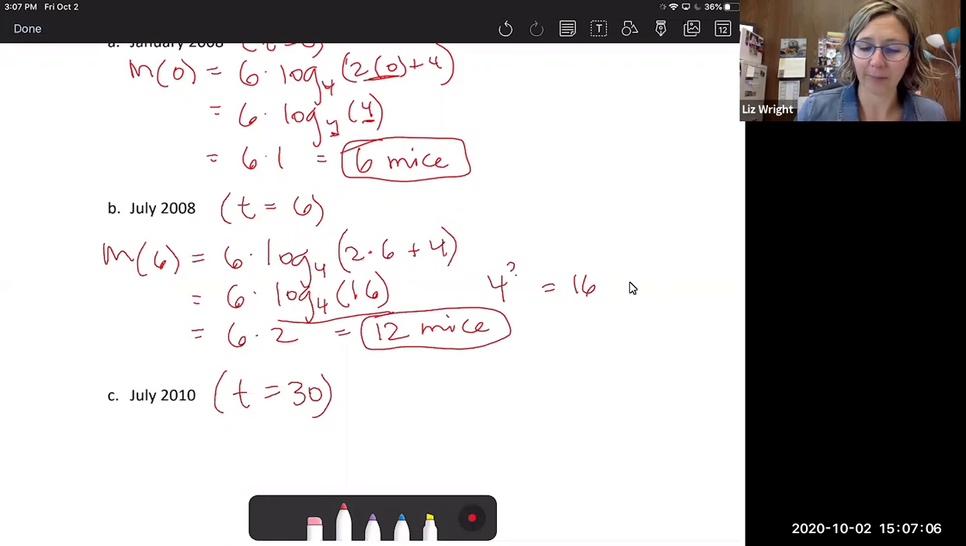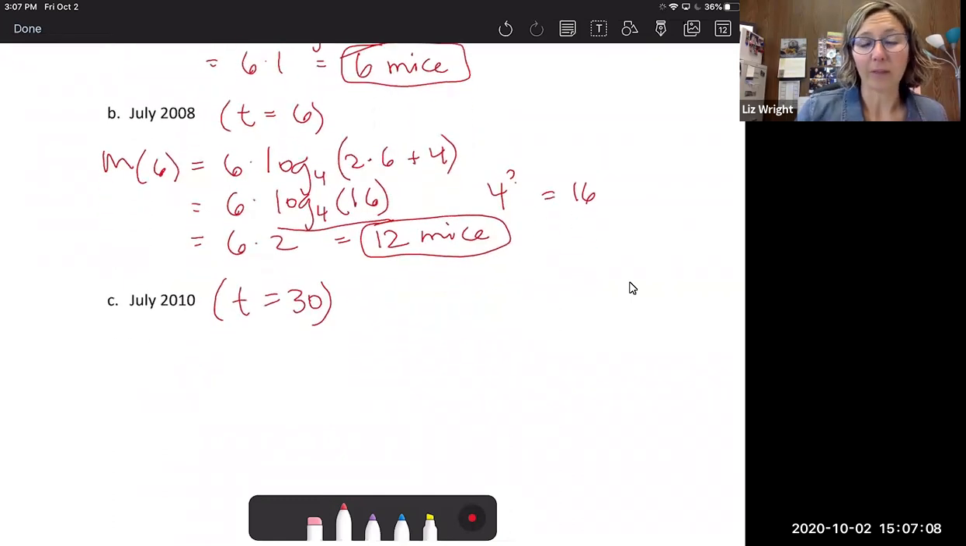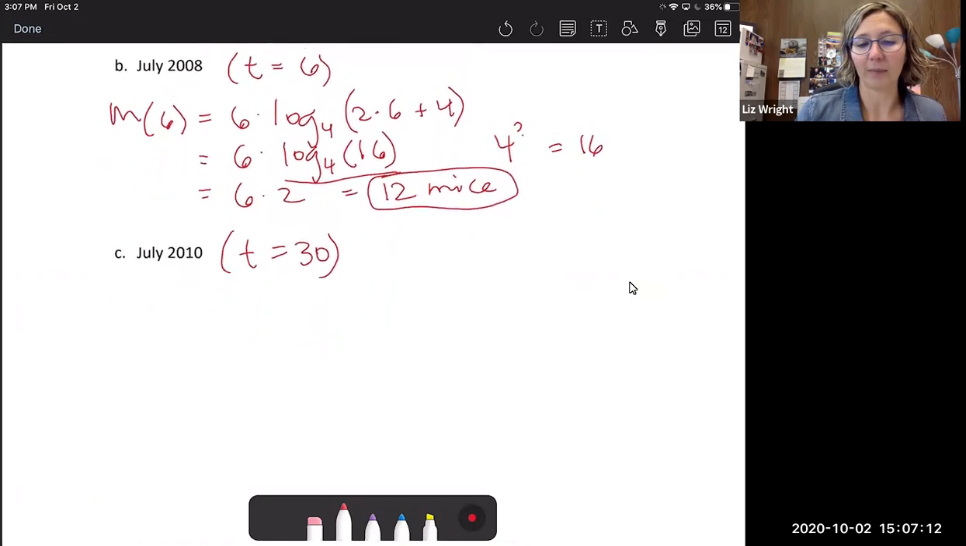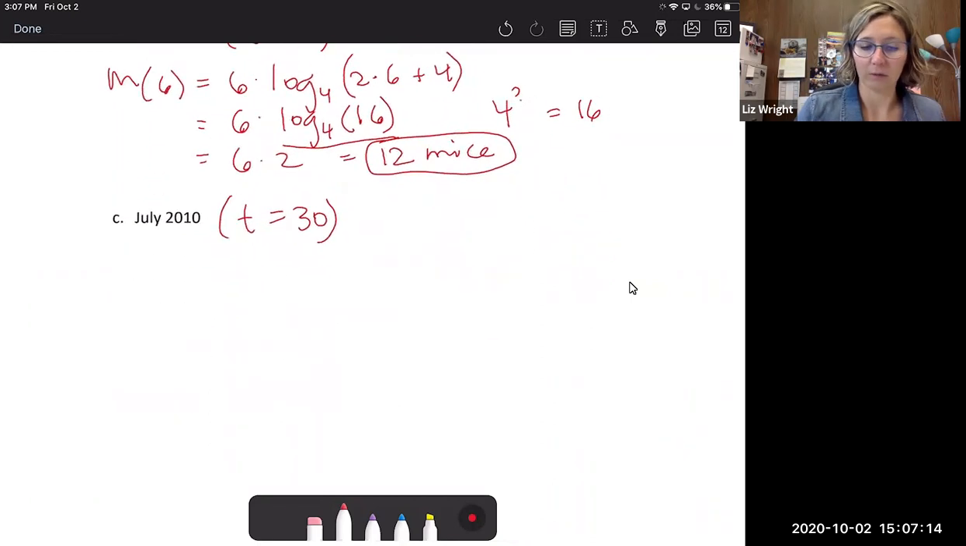Gag. Okay. I don't believe this next one, by the way. Like, we've only gone from 6 to 12 mice in 6 months. I don't think so. Whoever came up with this equation, I'm not sure about their research and their data collection. It's not true at my house. Well, not my house, but my husband's shop, and ew.